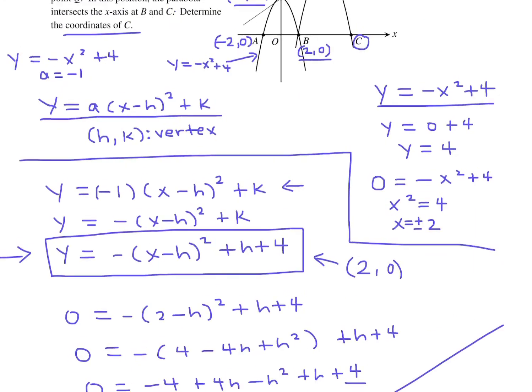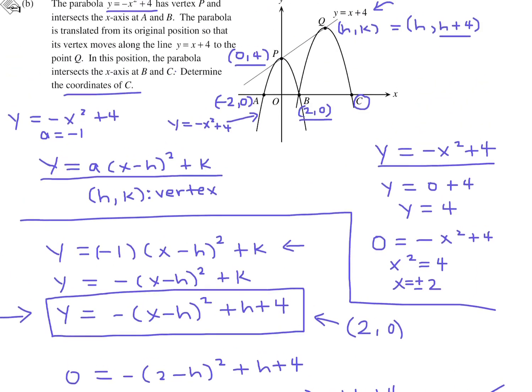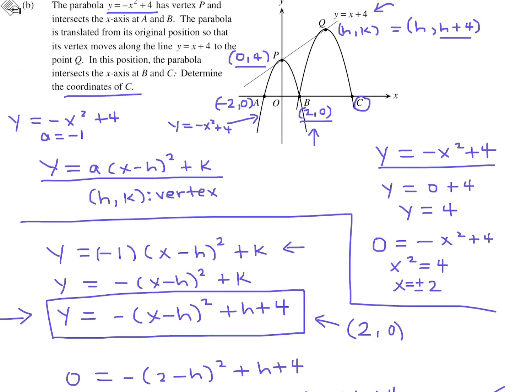x therefore will be either 8 or 2. Go back to our graph. Well, it's not 2 because this is already 2, so therefore this is 8. And because it's on the x-axis, it's an x-intercept. The y-coordinate will be 0. So there you go. (8, 0) is the coordinates for C, right there.